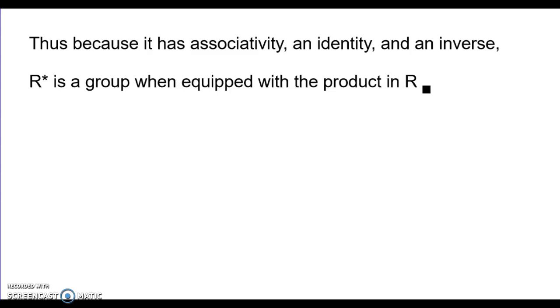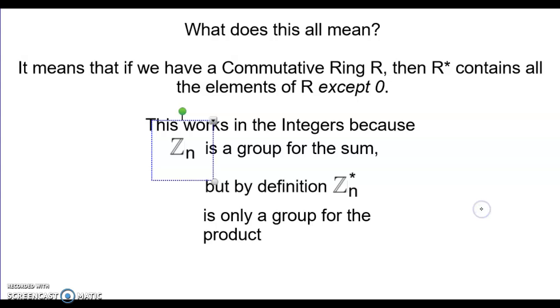So that's wonderful that we proved this, but what does this all mean? What does that help us with? It means that if we have a commutative ring with unit R, then R star contains all of the elements of that ring except 0. So this works in the integers because if we have the integers modulo n, we know that that's a group for the sum because we have proved that throughout the class. But by definition, the integers modulo n star is only a group for the product because of the except 0.